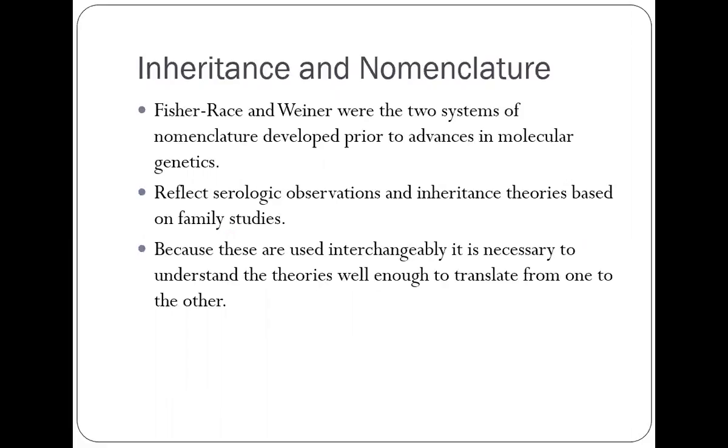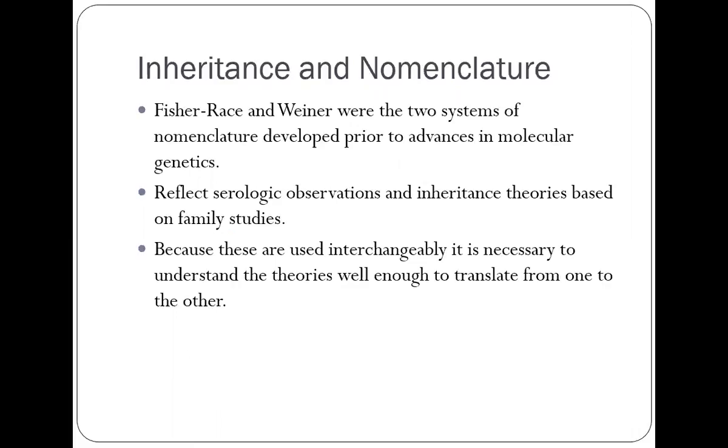And now the Fisher-Race and the Wiener, although they are not the correct theory as far as how genes are inherited, these two systems actually developed the nomenclature. So they were used to describe the Rh system prior to any molecular genetics that were developed. They reflected solely the serological observations, the observations that we found through our testing, and they used that to explain the inheritance patterns based off of the different family studies and the different serologic observations.